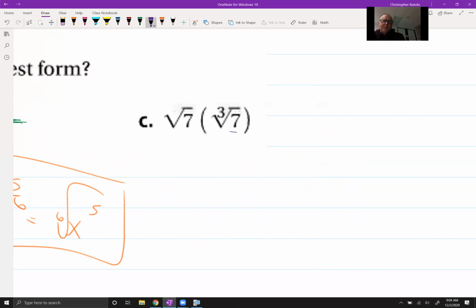All right, so I see a base of 7 again. So I just have to translate these. So this is 7 to the 1/2. This is 7 to the 1/3. Okay, remember there's that invisible 1 in here. There's an invisible 2 in here. What do I have to do with those? I have to add 1/2 and 1/3. So 1/2 plus 1/3.